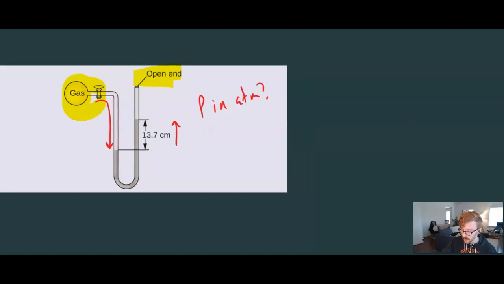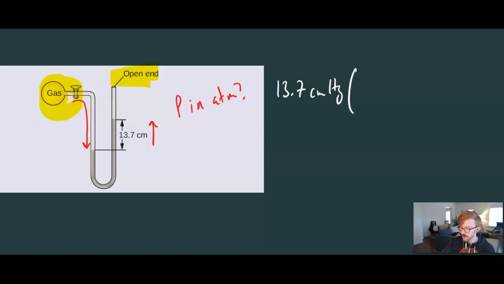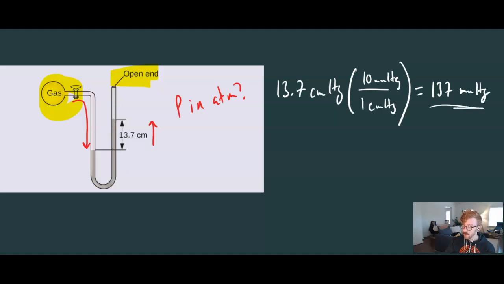So what I'm going to do is take this step by step and say that we have 13.7 centimeters of mercury, similar to before. I'm going to convert that into millimeters of mercury first. So 1 centimeter of mercury is equal to 10 millimeters of mercury. I can keep going from here, but I want to pause to talk about what we just calculated. This 137 millimeters of mercury is not the pressure of the gas sample. That's the additional vertical height gained just right here.